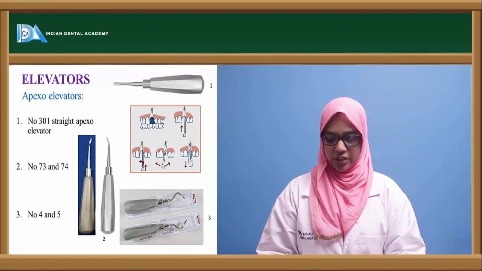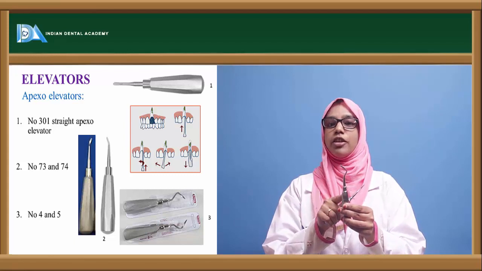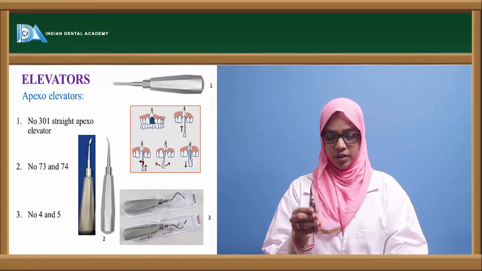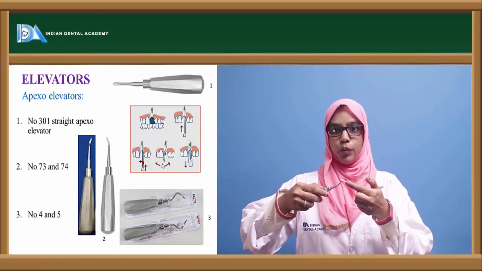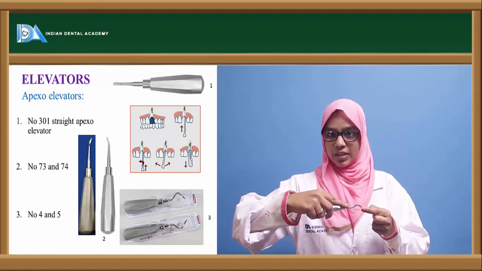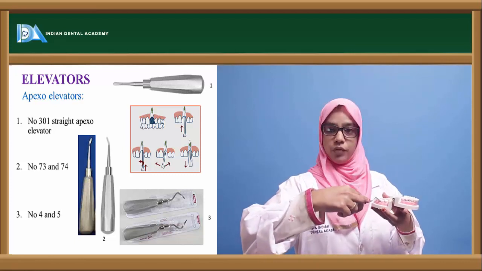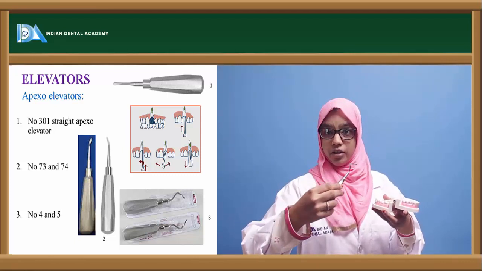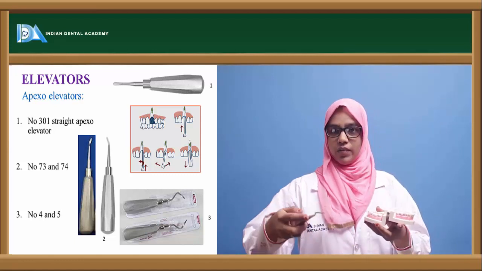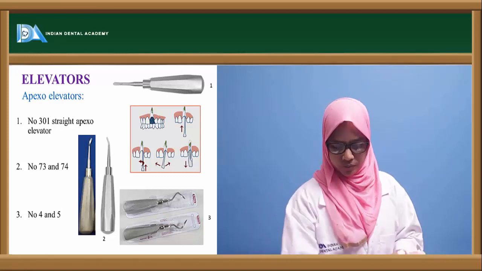The other apexo elevators are numbers 4 and 5. The blades are at right angle to the handle. They are basically used to remove mandibular root pieces. It has a concavity here which engages onto the mesial aspect. Since it engages the mesial aspect, it is used in case of the third quadrant, that is on the left side of the patient. These are always paired. So if your concavity is towards the left side, and if your concavity is facing towards me, it is used for the right side of the patient.